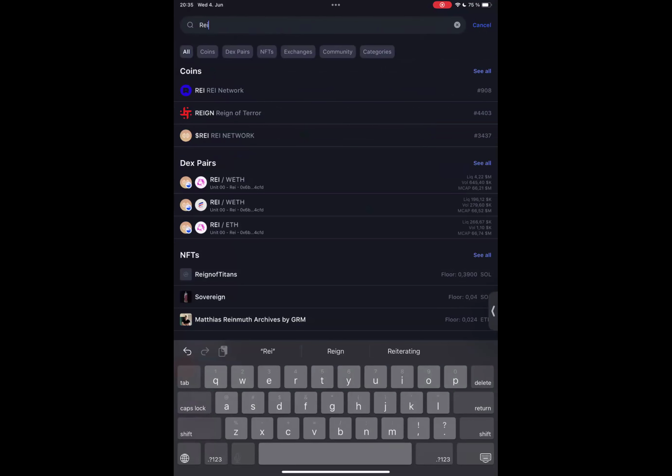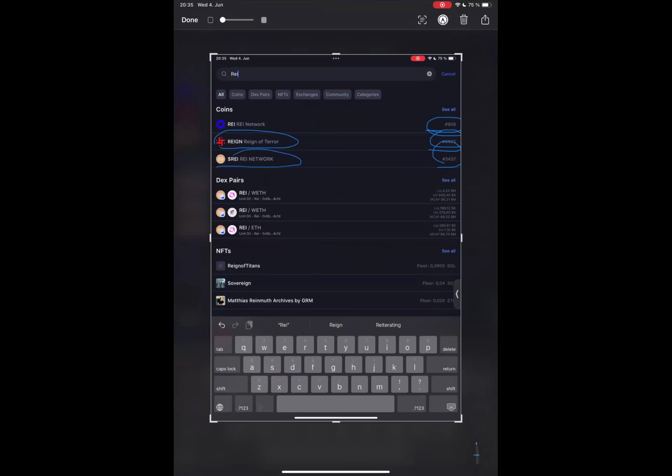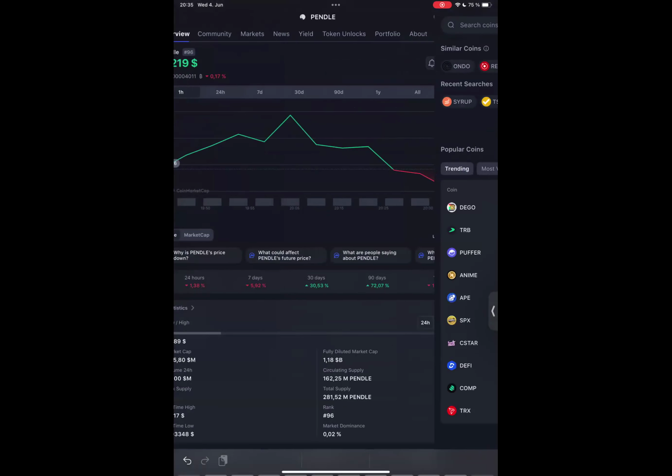It's going to be delisted. You can see, this is, oh sorry, let me bring this down. This is the rank number 908. Then this is another coin called Rain, 4,403. This is another one too, 3,437. So the coins are ranked based on their performances.